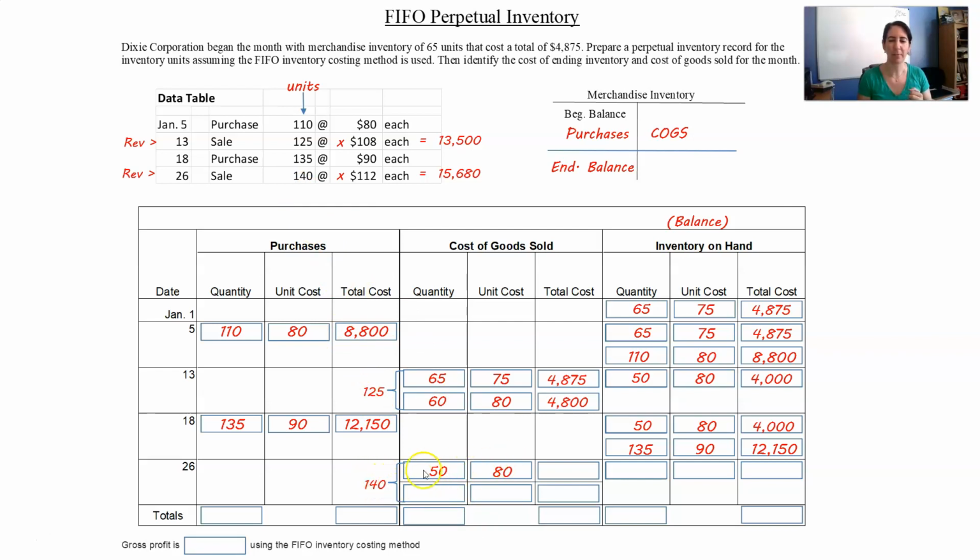We're selling 140. Well, FIFO says we're selling from the oldest layers first, so we're going to sell all 50 of these at $80 each. And that's not enough, right? So we need another 90 from this layer, the 90 at 90 of $8,100, right? 135, because you have to sell 140, so you took off all of these, and we need another 90 of these. So what we're left with is 45 at 90, right? 135 minus the 90 I sold is 4,050.